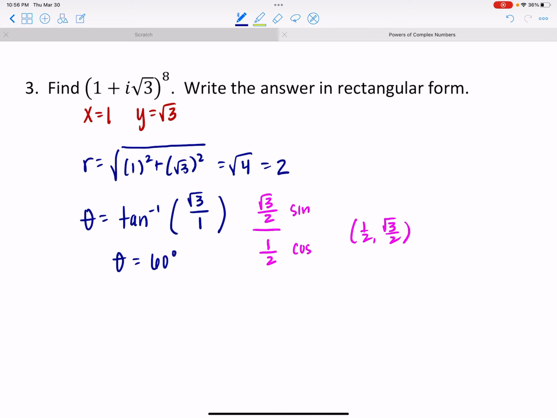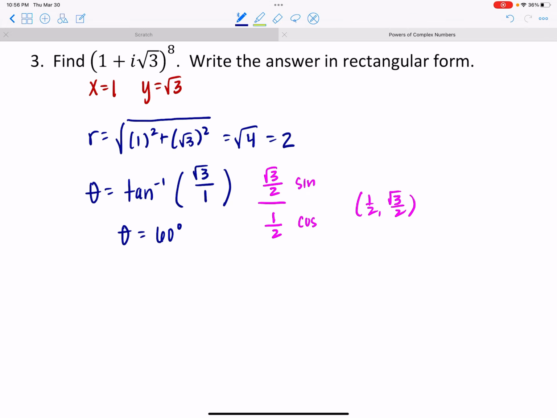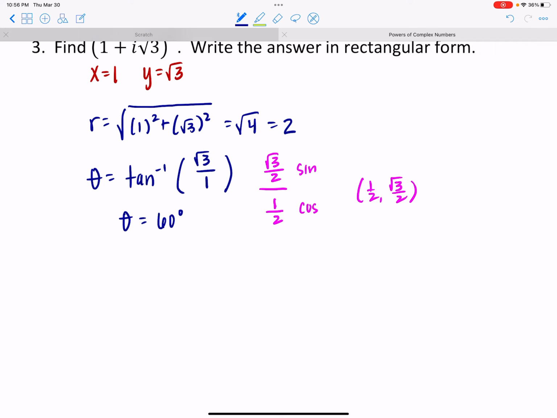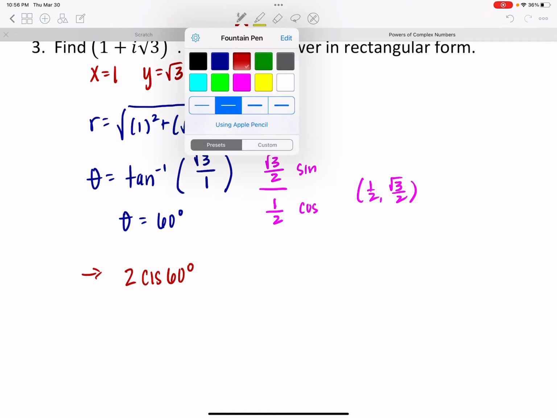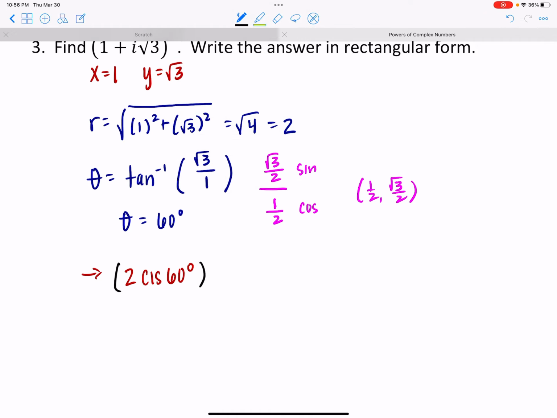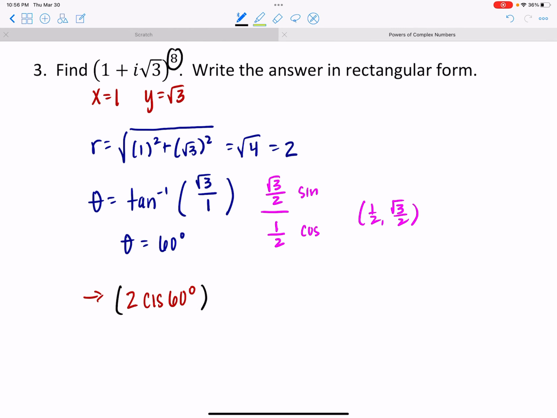Or pi over 6 radians, since it doesn't specify it, and we're going to end up going back to rectangular form. I don't think it matters, so I'm going to stick with the 60 degrees. That means that the polar form for our complex number is going to be, remember, r cis theta. So the polar form becomes 2 cis 60 degrees. And what we want to do is take that and raise it to the 8th power.